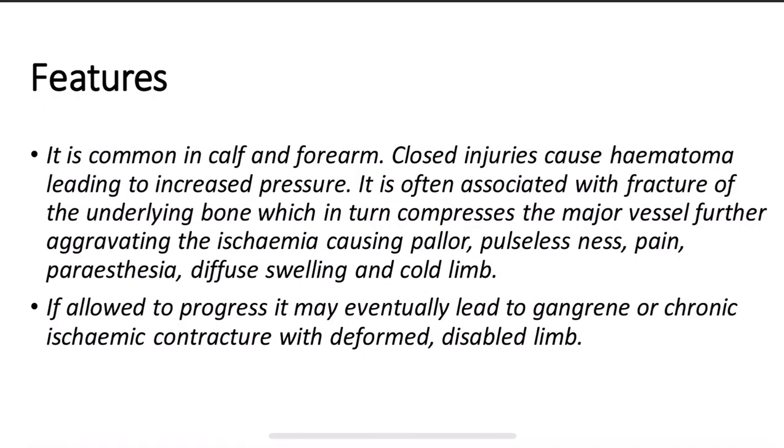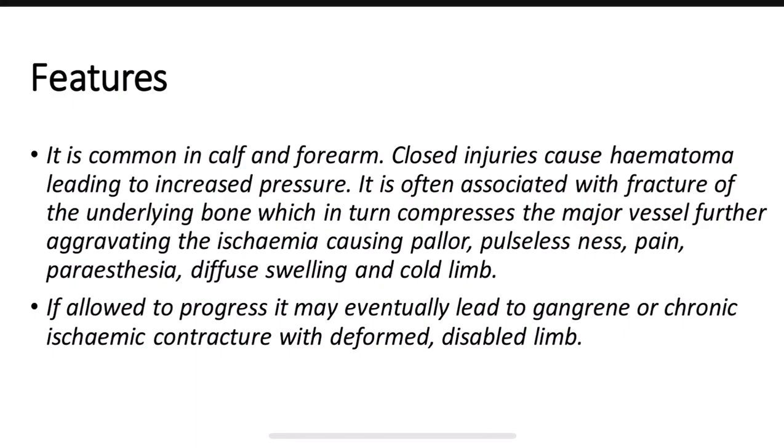Moving on with the features, it is common in the calf and the forearm. Like we saw in the first slide, compartment syndrome is usually common in the lower limb, along with the calf and the forearm. Closed injuries cause hematoma, leading to increased pressure. So we know that hematoma is a cause for compartment syndrome. The oozing of this blood will increase the pressure, especially if it is associated with a fracture of the underlying bone, which in turn compresses the major vessels, further aggravating the ischemia.